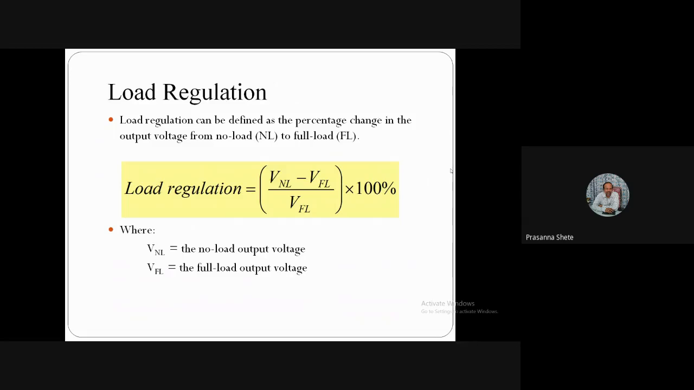As we know that VNL is the no load output voltage when load current is zero, that is no load is connected. When load is not connected at all, the load current is zero at that point, and that voltage when current is zero is called as no load voltage. And when maximum current is flowing through the load, that particular voltage at a full load current is called as full load voltage. So based on this formula, we will find out the load regulation in this case.